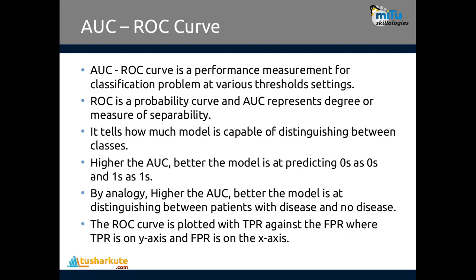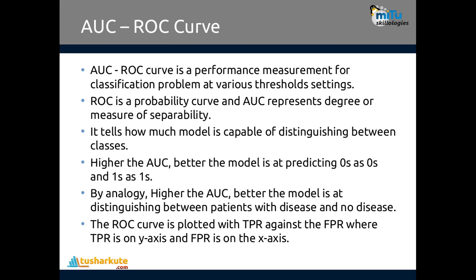Actually, while performing the operation, I will show how exactly this system, which is shown on the screen, the AUC-ROC curve, is used here. The AUC-ROC curve is a performance measurement for classification problems at various threshold settings. ROC is a probability curve, and AUC represents the degree or measure of separability. It tells how capable the model is of distinguishing between the classes. The higher the AUC, the better the model is at predicting zeros as zeros and ones as ones. By analogy, the higher the AUC, the better the model is at distinguishing between patients with disease and no disease.